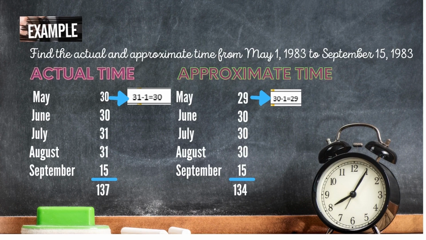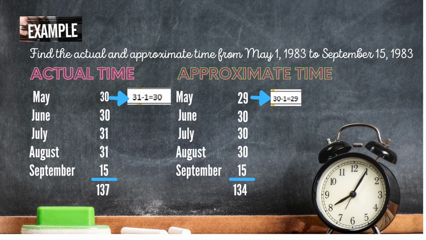So 31 minus 1 is equal to 30. Then June has 30 days. July has 31 days. August has 31 days also. Since the last day is September 15, you must not put September 30. You must only put September 15. After that, you add all the number of days, and that would give you 137 days.